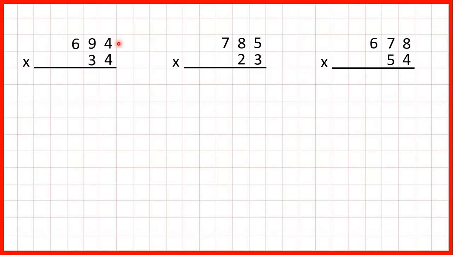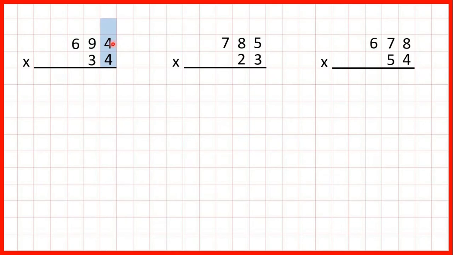So first we have 694 times 34. So on our first answer line, we're going to multiply 694 by 4. Then on our second answer line, we're going to multiply 694 by the 3 that's in our tens. And because it's in our tens, we're going to write a 0 as the ones digit of our second answer line. Then we're going to add up our answer lines to get our answer.